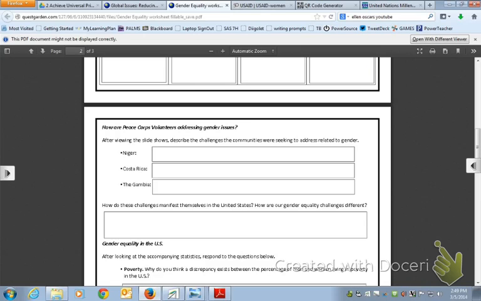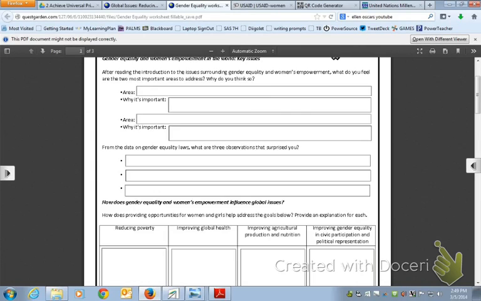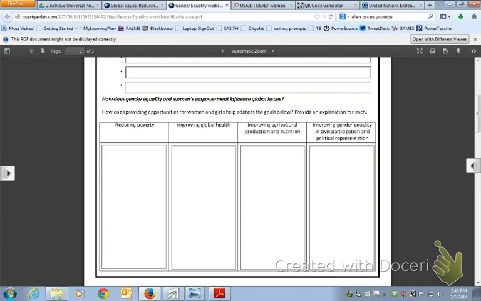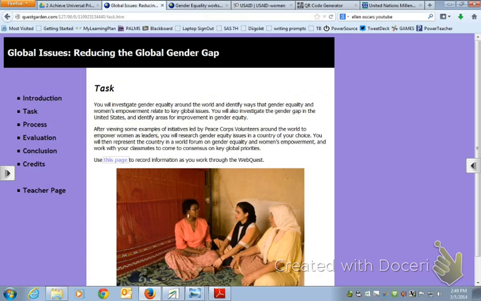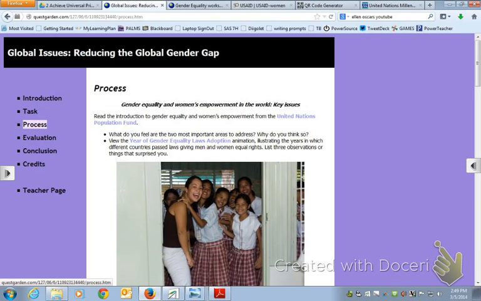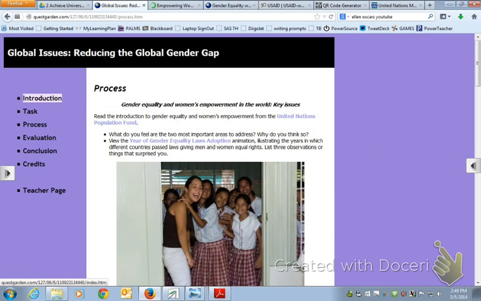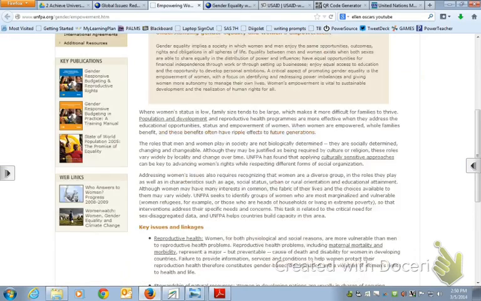So I'm not going to keep referring back to this. Actually, I may, but I'm just going to give you a general idea of what we discussed. So the first piece, if you click on process, it takes you to all of the different links that you need. First, we looked at this United Nations Population Fund. And what we saw is that there's a number of key issues related to gender inequality.